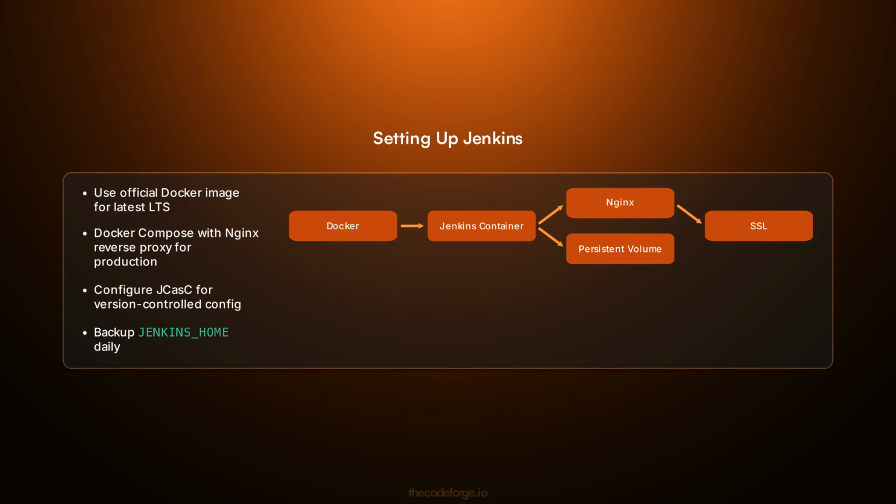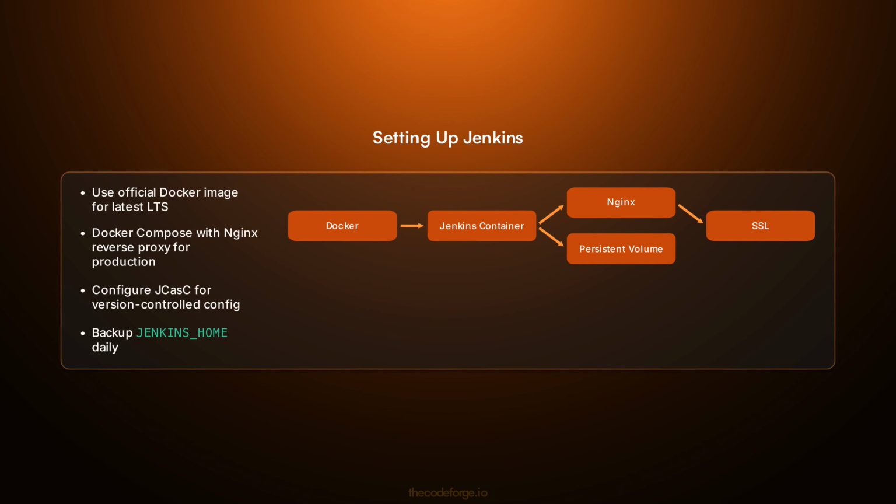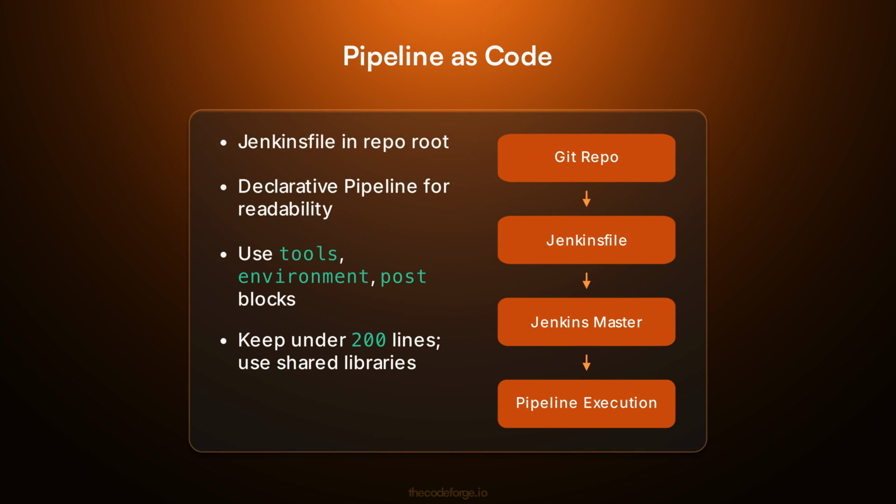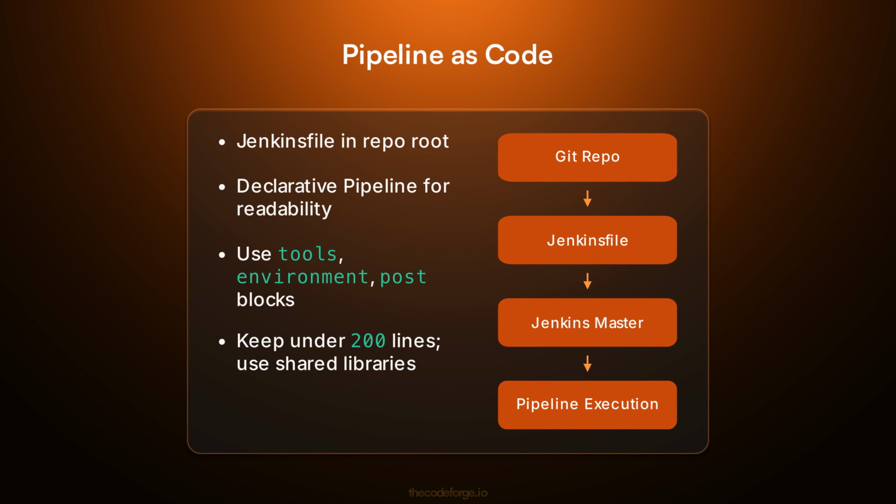When setting up Jenkins, avoid the default package manager version. Use the official Docker image for the latest LTS. For production, use Docker Compose with Nginx and SSL termination, and configure Jenkins Configuration as Code, JCasC, to version control your setup. Your Jenkinsfile should be in the root of your repository.